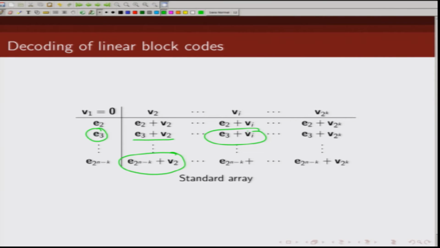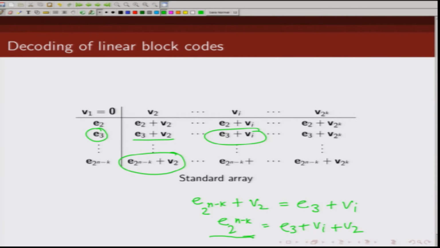Okay. If these two elements are the same, then we can write this as e^(n-k) plus V2 equal to E3 plus Vi, correct. Now, we can write this E2^(n-k) as E3 plus Vi plus V2. Why? Because these are all binary words. So, when we add 1 plus 1, that is basically 0. So, we added V2 to both the sides, and V2 plus V2 will be 0. So, we can write this error pattern as E3 plus Vi plus V2.